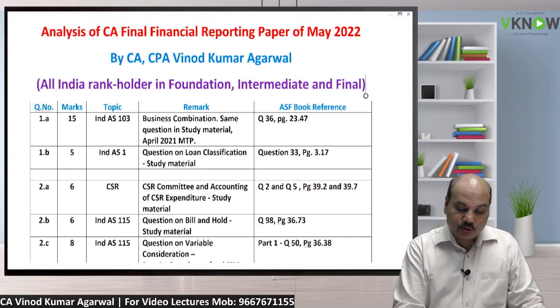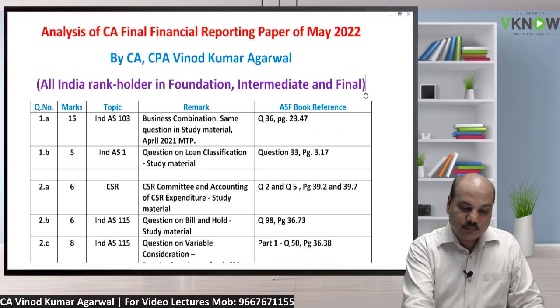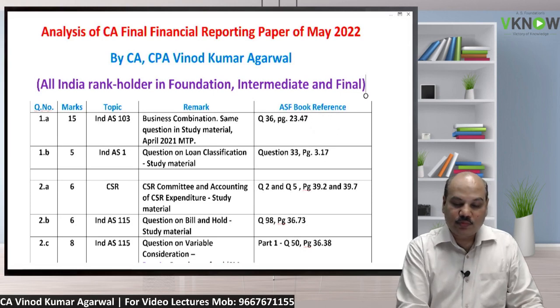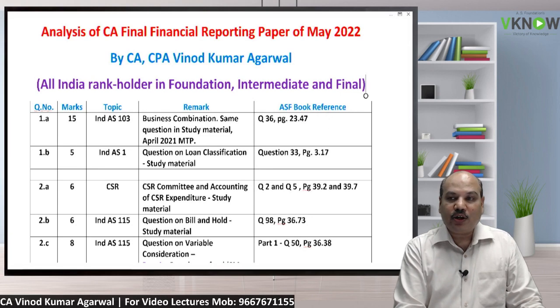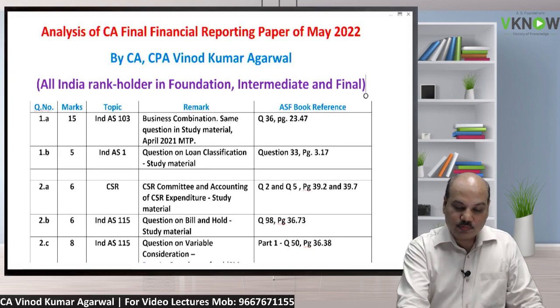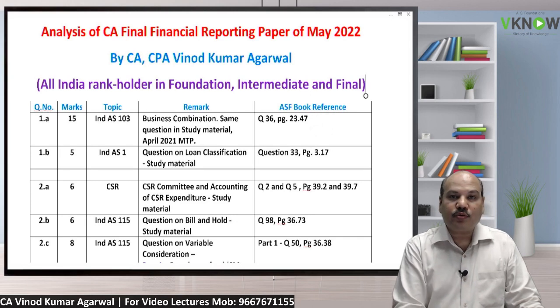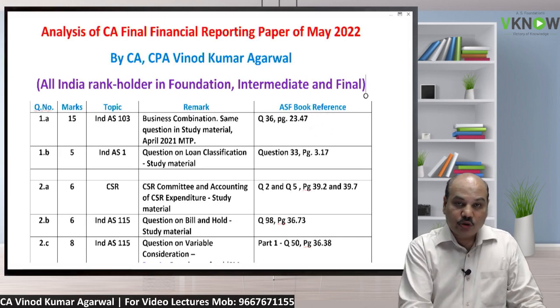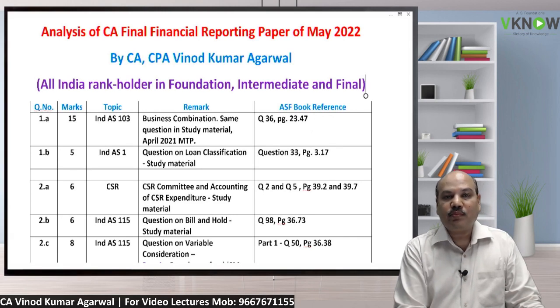Question number 3A, 7 mark question, based on Ind AS 19, where you have to reconcile opening and closing balance of plan asset and defined benefit plan. Same question is there in the study material, and we have covered in the class also. Question number 59.